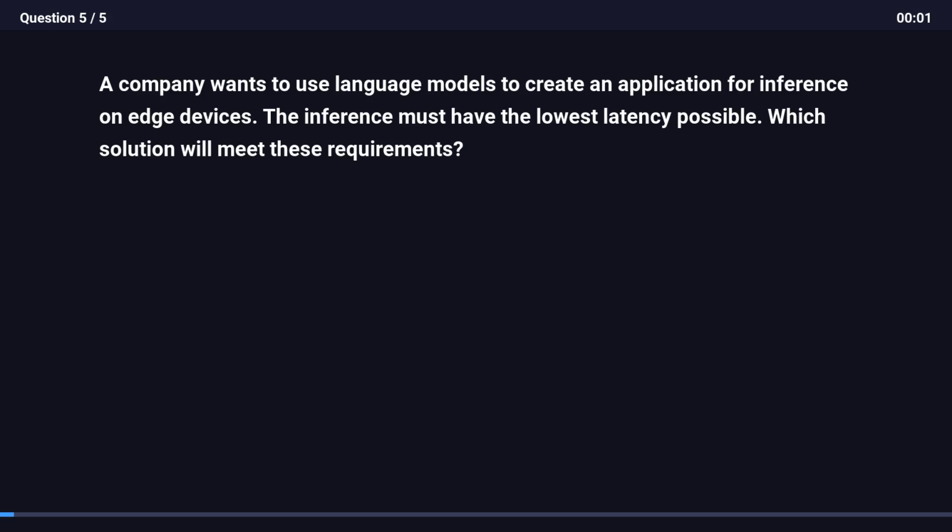A company wants to use language models to create an application for inference on edge devices. The inference must have the lowest latency possible. Which solution will meet these requirements?